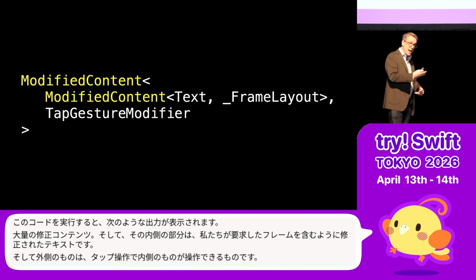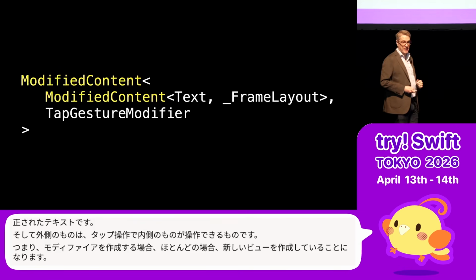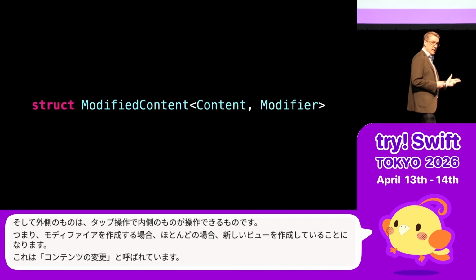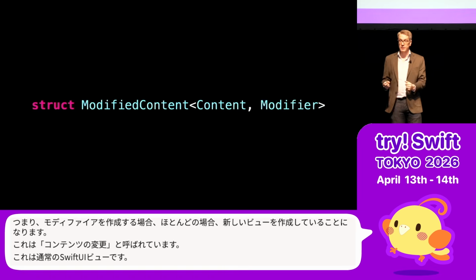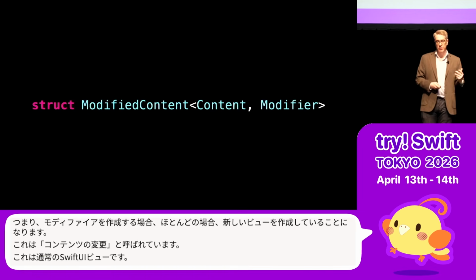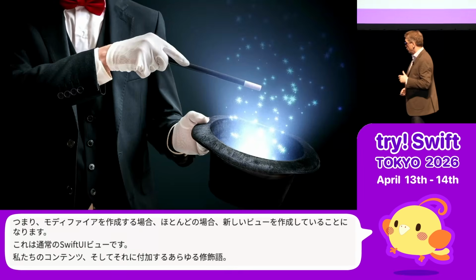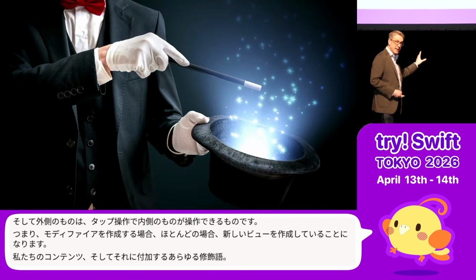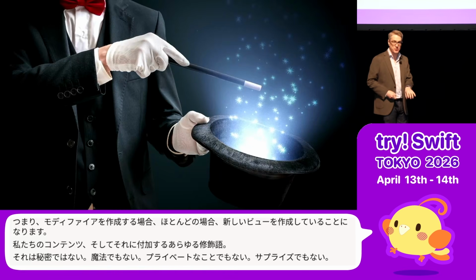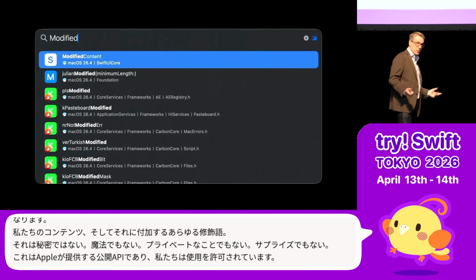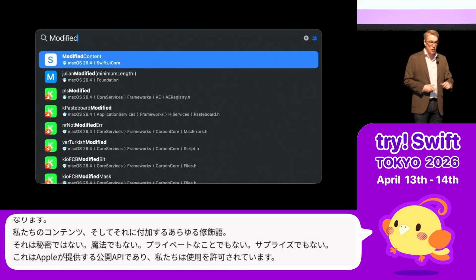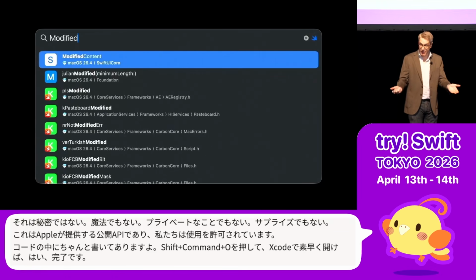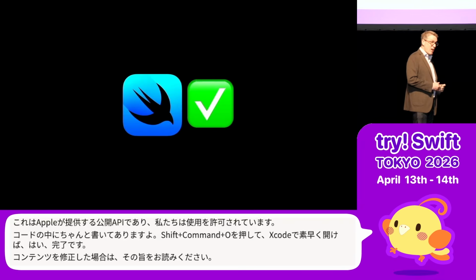So most of the time, when we're making modifiers, we are making new views called modified content, this thing here. This is a regular SwiftUI view, taking our content and whatever modifier we are attaching to it. It is not secret. It's not magic. It's not private. It's not surprise. This is public API from Apple we are allowed to use. It's right there in the code. Shift-Command-O, open quickly in Xcode, boom, find modified content, read about it. You can use it directly in SwiftUI code if you want to. It's there for us to use.